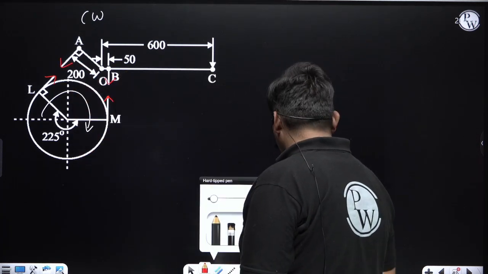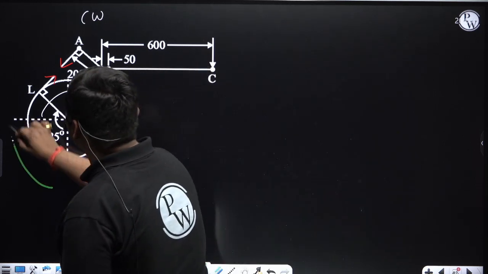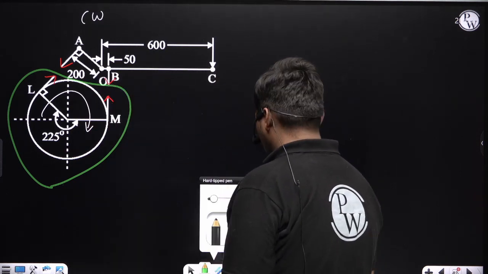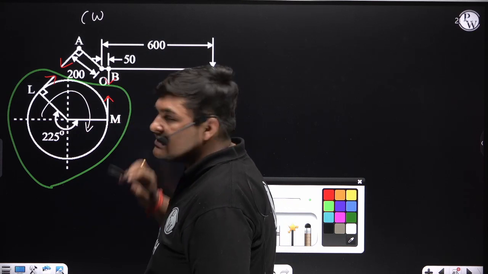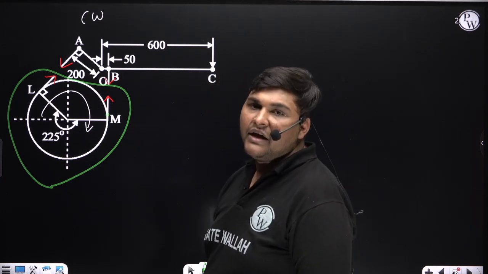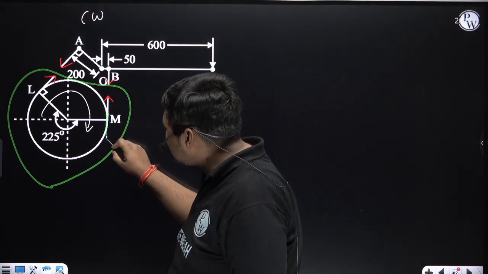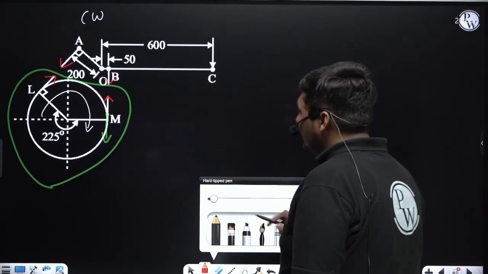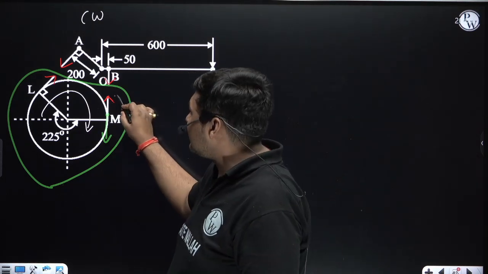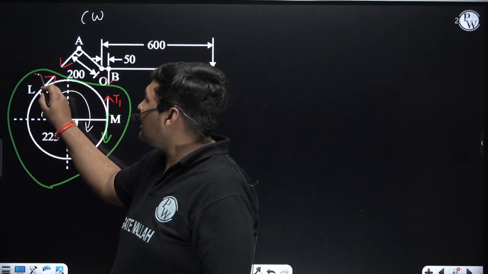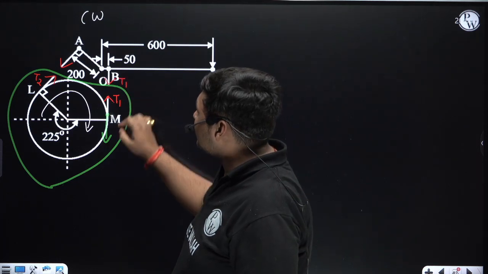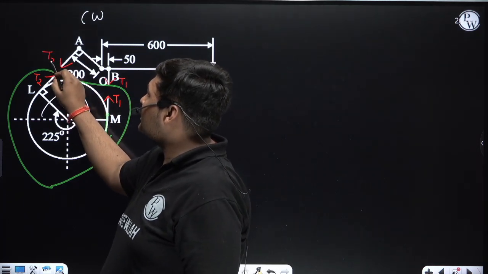Now we will find which side of this band is the tight side and which side is the slack side. For that we will use this FBD. Now how to find the tight side or slack side? Suppose I am focusing on this side tension. This side band is attached with the drum at this location, so we will find the direction of velocity of this point. Drum is rotating clockwise, so the direction of velocity of this point will be this. Now you can see the arrow of this side tension is opposite to velocity, means this side is the tight side. I am denoting tight side tension as T1. And since this is the tight side, the other side will be the slack side, that is the side of tension T2. Now whatever tension is coming here, equal and opposite tension will come here.